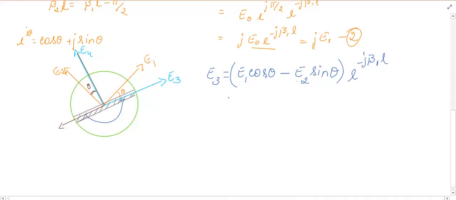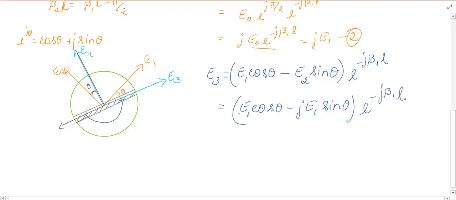So here what simplification can I write? From equation number 2, I can substitute, this becomes E1 cos theta minus, E2 is nothing but j into E1, sin theta, into e to the power minus j beta 1L. Now from this I can take E1 outside.